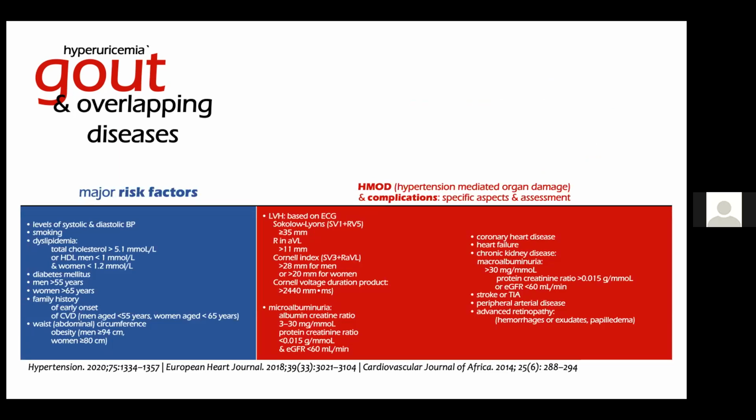Things that we need to remember are not only that table, but this table also gives us not only the major risk factors that we need to look for in our patient, but also all the hypertension-mediated organ damage that we need to screen for by means of EKG, urine albuminuria, and assessment for potential complications linked to the fact that the patient has hypertension.